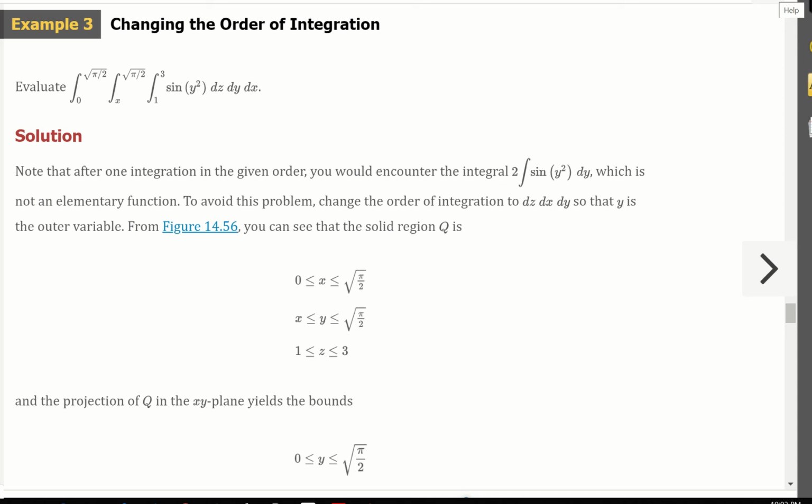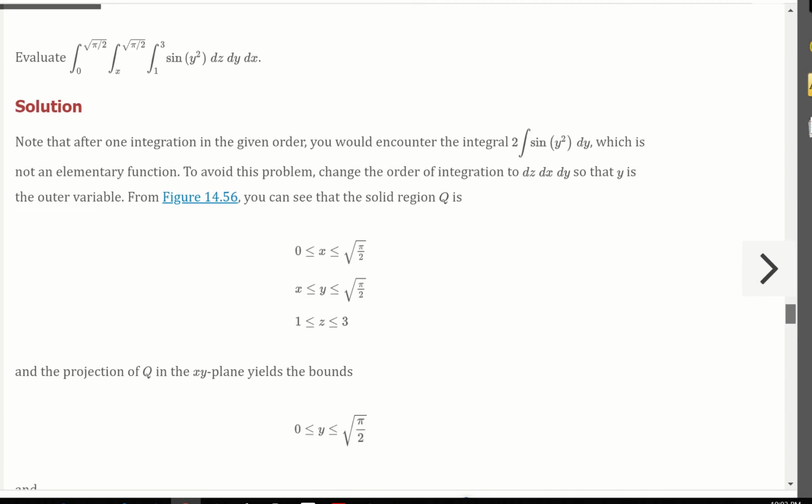This is an example where we actually want to do a change in the order of our integration as it pertains to the region. What would happen if we were to try and first integrate this with respect to dz? Upon doing z first and then trying to do y next, would produce the integral 2 times the integral of sine y squared dy, which is not going to be an elementary function. So what we're going to want to do is change the order of integration so that we get a second step that will be integrable, and so that we can actually calculate this.